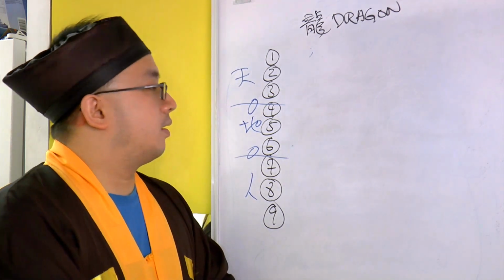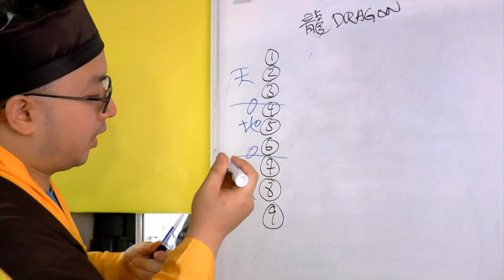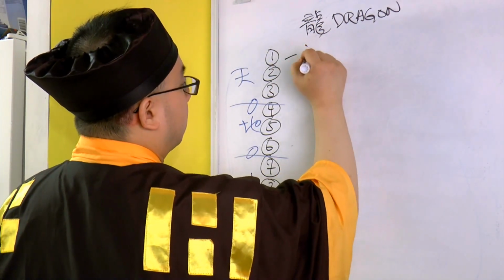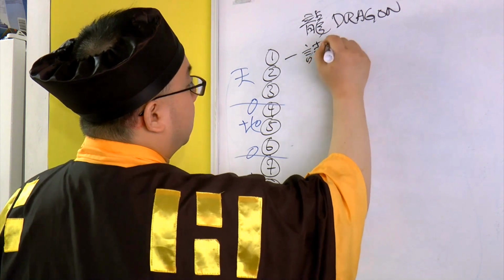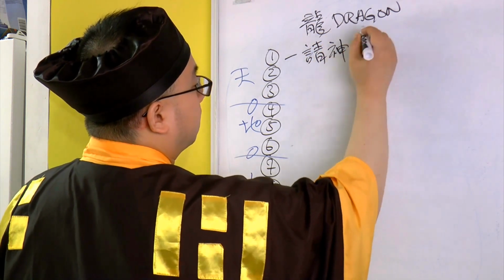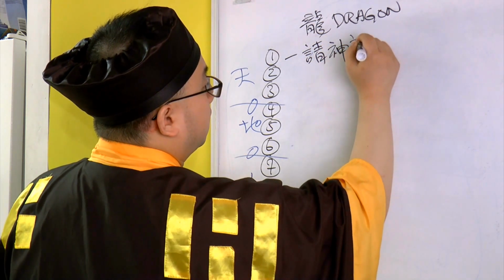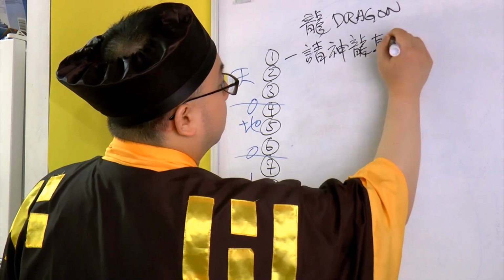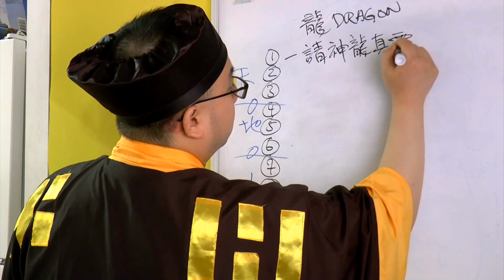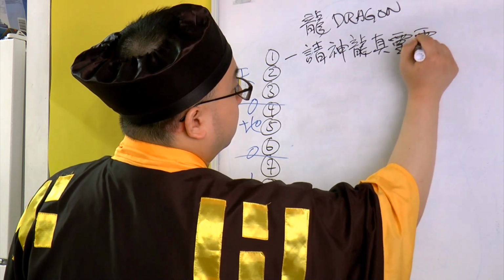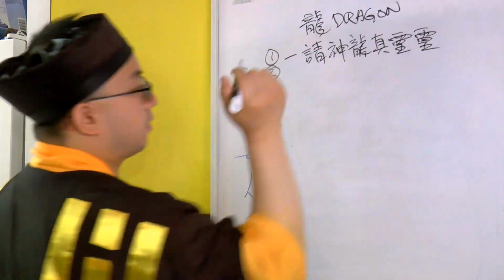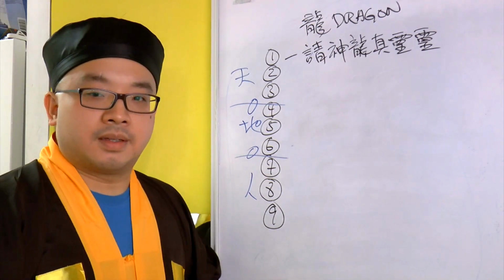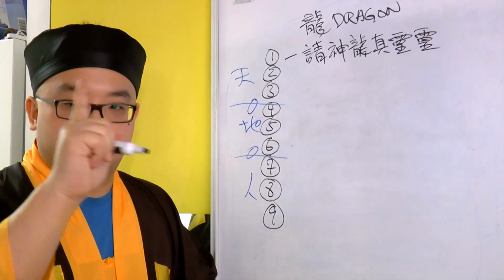Okay, let me try to write in Chinese. Now this is hard, okay? 一請神龍真靈靈. Wow, hard to read. Number 1, 一請神龍真靈靈.